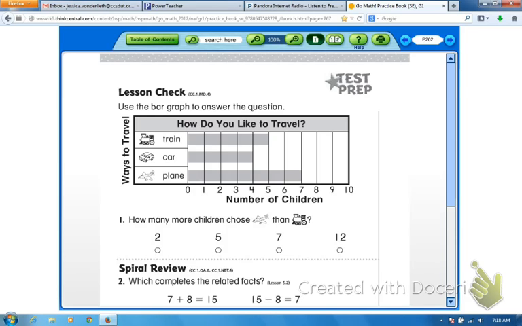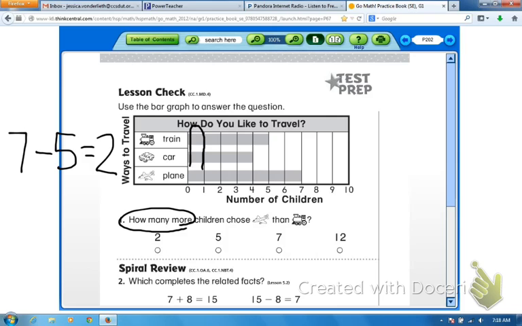The hardest question right now for the students to answer are these ones that are how many more. And we talk about in class how we're comparing. And if we're comparing, we can write a subtraction sentence to help us with that. So if it says how many more children chose planes than trains, planes is 7, take away 5 for the trains would be 2. Or we can look at it and see, we can match them up.